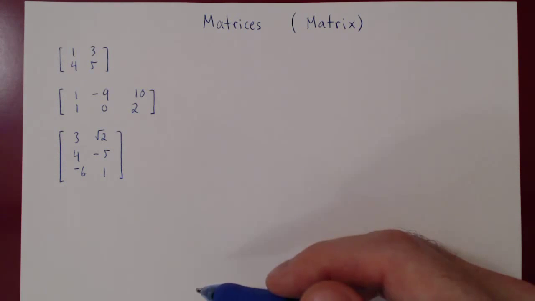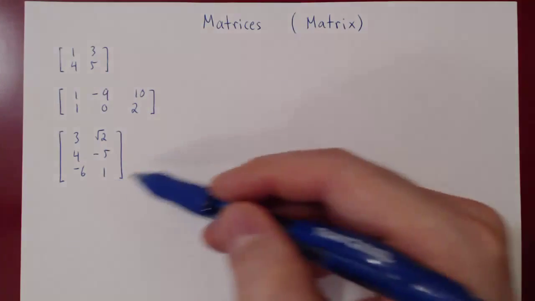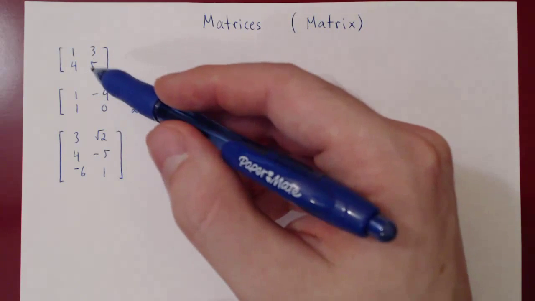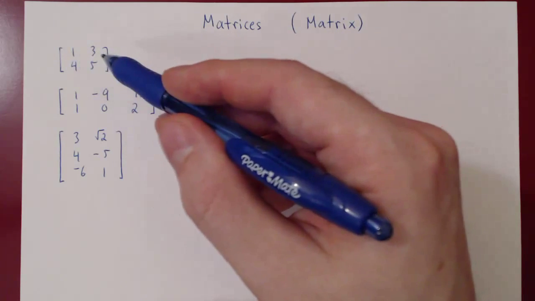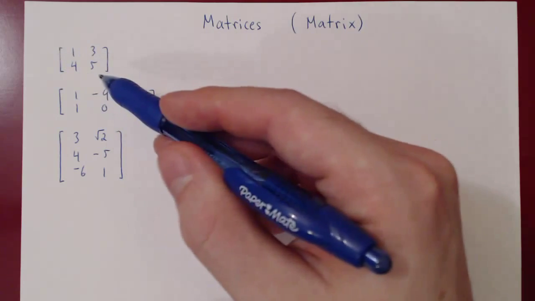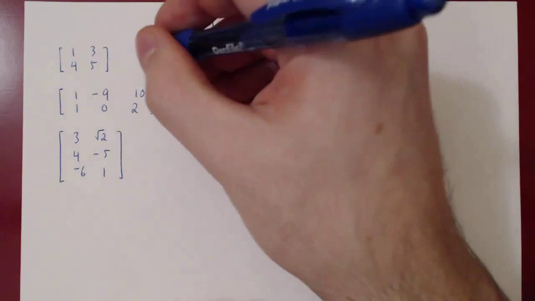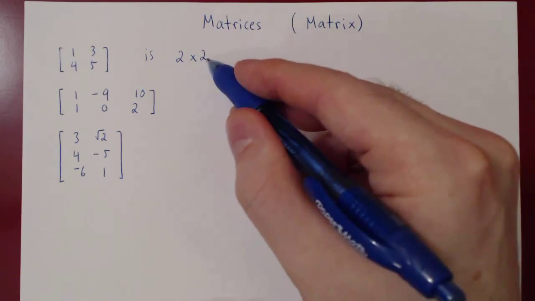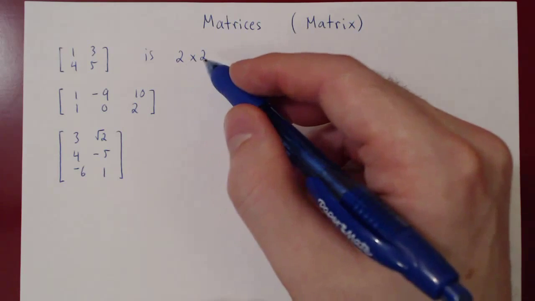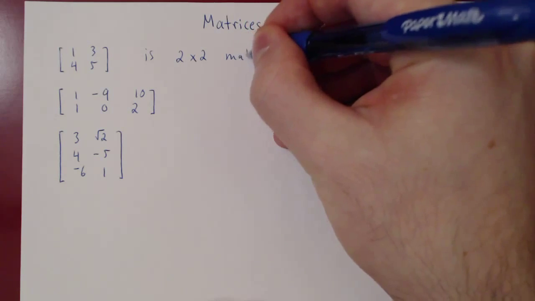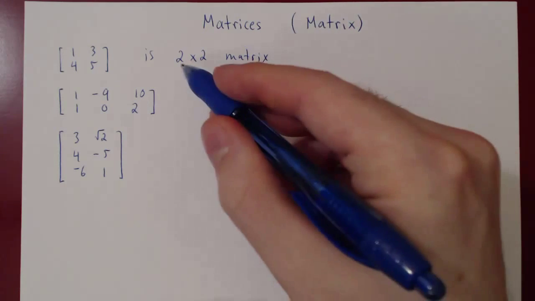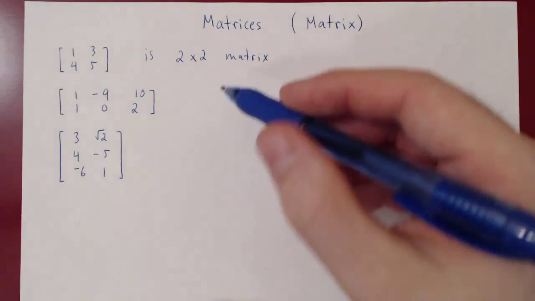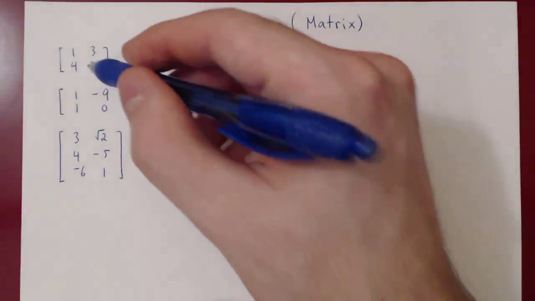Well, there is one thing that you can notice: they have different sizes. And so here we say we have a 2 by 2 matrix. The first index represents the number of rows. So this matrix consists of 2 rows and 2 columns. This is called a 2 by 2. So we write 2 times 2, but it's read 2 by 2 matrix. The first index always represents the number of rows. The second index, the number of columns.